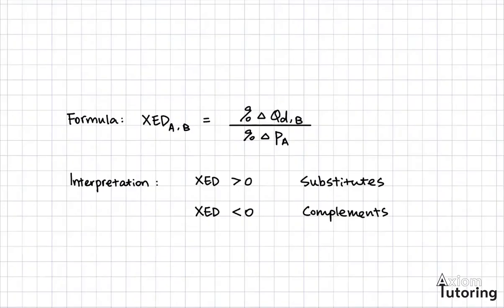To summarize, the sign of XED tells us the relationship between two goods, while its magnitude tells us the strength of the relationship between the two goods.